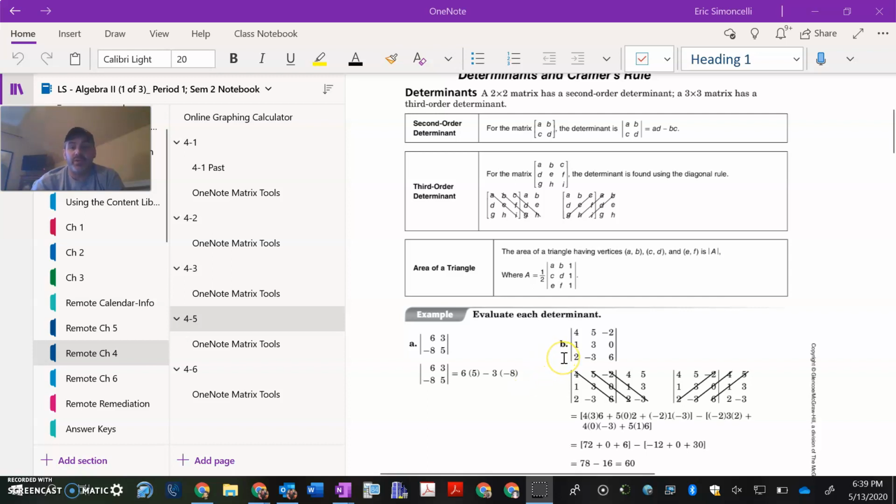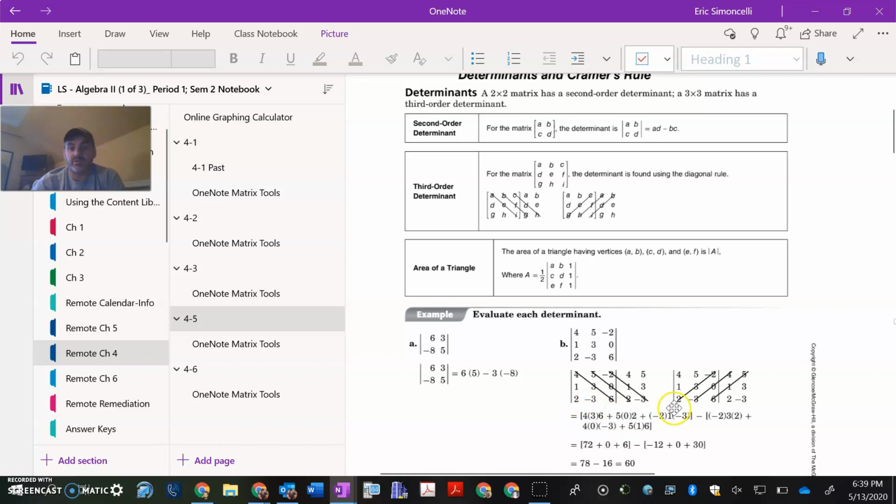Moving on, so part B, this is a 3x3. All the work, thankfully, is expressed here. So next to your 3x3 matrix, written in, again, determinant form with these kind of absolute value looking bars, you can see here the 3x3, wherein next to it, with those first two columns rewritten, we're able to do the diagonal approach. So 4 times 3 times 6, there it is below, plus 5 times 0 times 2, there it is again below. And then again, negative 2 times 1 times negative 3.